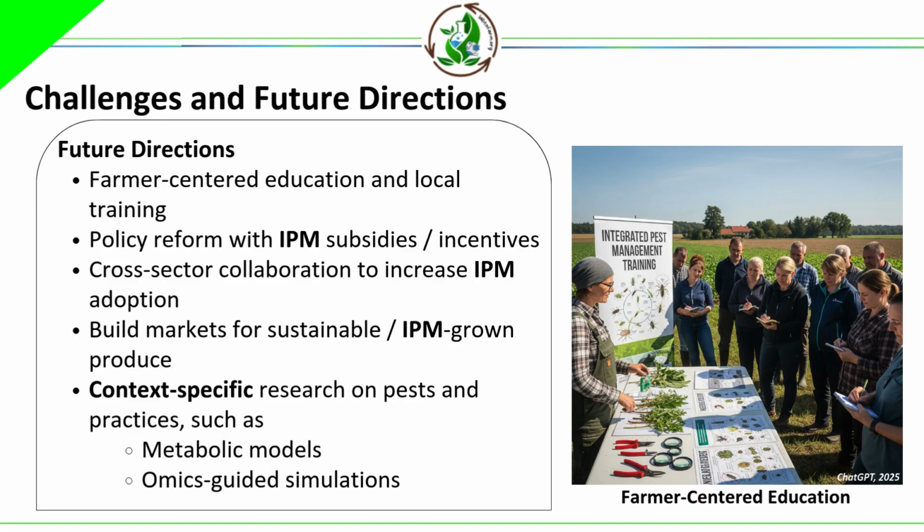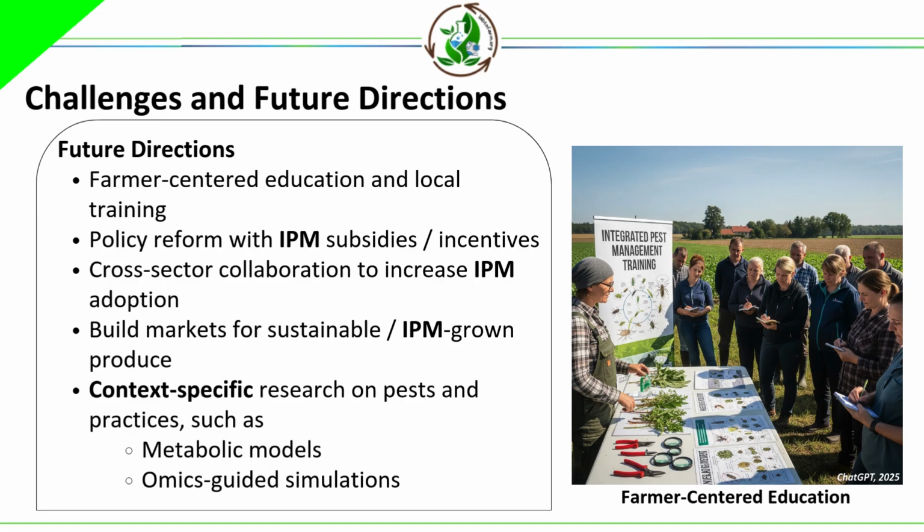First, we need farmer-centered education. Training programs that are local, practical, and focused on the specific crops and pests farmers actually deal with will give them the confidence and skills to use IPM successfully. Policy changes, like subsidies or incentives for IPM adoption, can help. Cross-sector collaboration is also crucial to share knowledge between researchers and farmers. And finally, building markets for sustainably grown produce creates consumer demand, which is a powerful incentive. By combining these efforts, education, policy, collaboration, and market demand, IPM can become the mainstream approach, making agriculture both productive and sustainable.